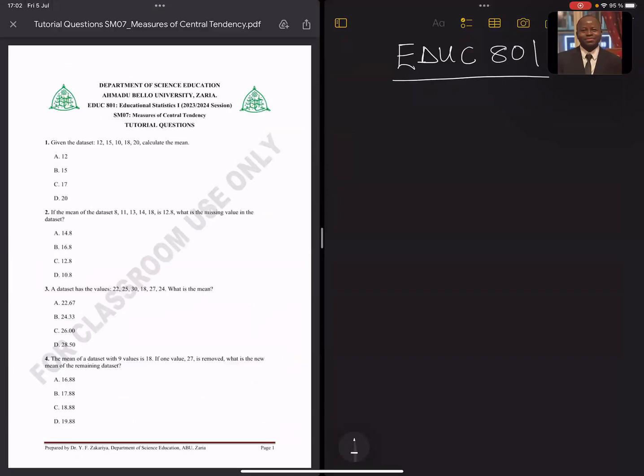Kindly unmute yourself and tell me what you see. Our moderator, can you confirm what is showing on your screen? You are not audible enough. Can you confirm what is showing on your screen? Good evening, Doc. Yes, please. I can see the tutorial past question on SME 07, measures of central tendency, questions 1 to 4. Okay, and on the other side, can you see Educate 01 written? Yes, I can see Educate 01, sir. Okay, thank you. Yes, sir. You're welcome, sir.